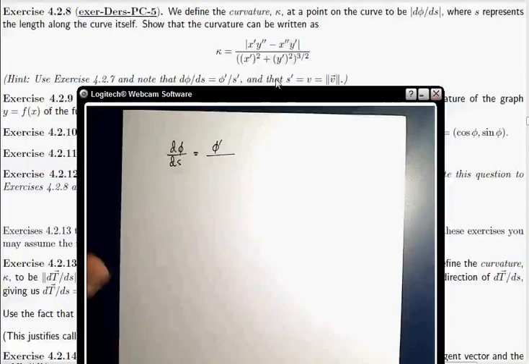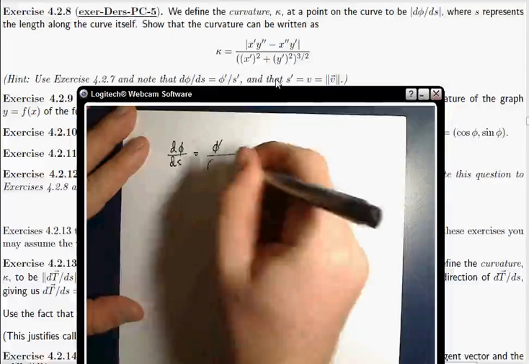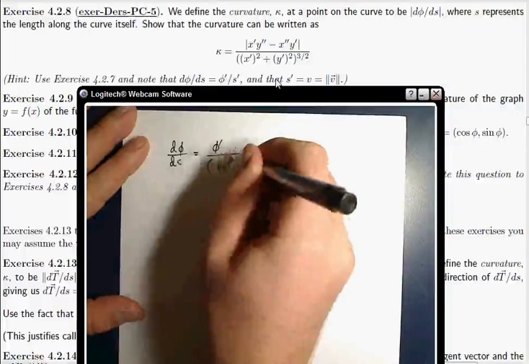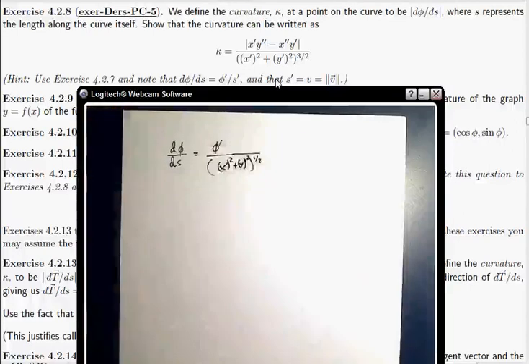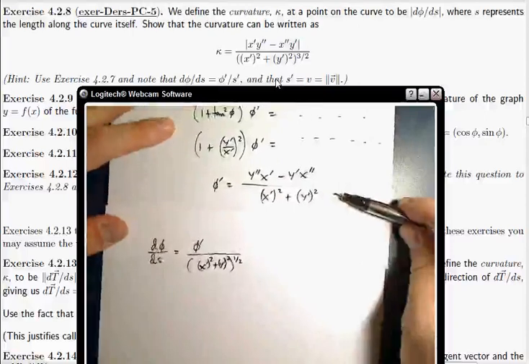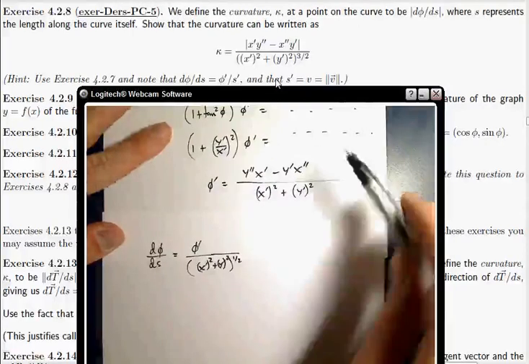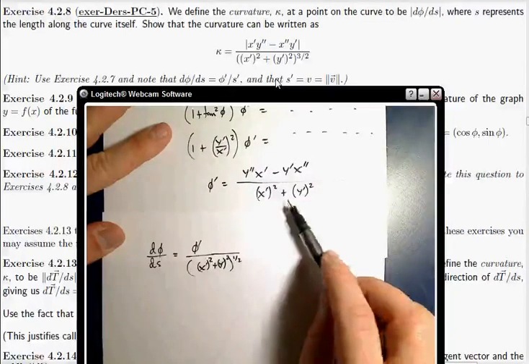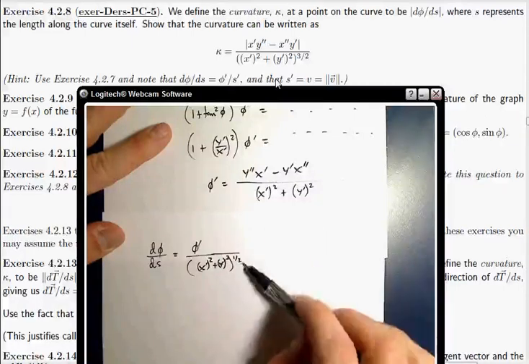s prime is the length of the velocity vector, and the length of the velocity vector is the square root of x prime squared plus y prime squared. That's just the formula for the length of the vector x prime, y prime, namely your velocity vector. Does that make sense? Is everybody okay with that? Okay. So, but here's our formula for phi prime right here. We're going to take phi prime and divide by that expression, which, by the way, looks a lot like the denominator. It's the same as that denominator, but to the 1/2 power.